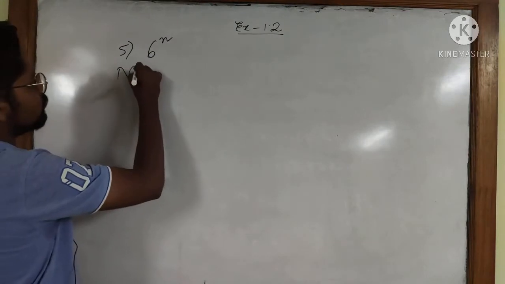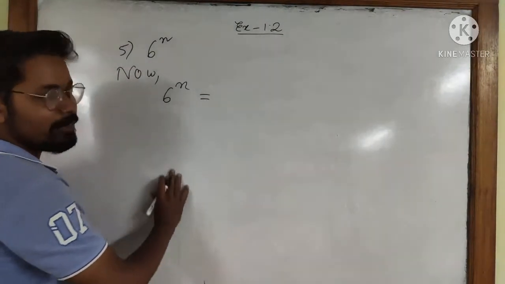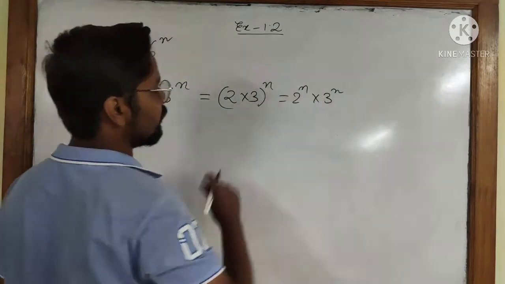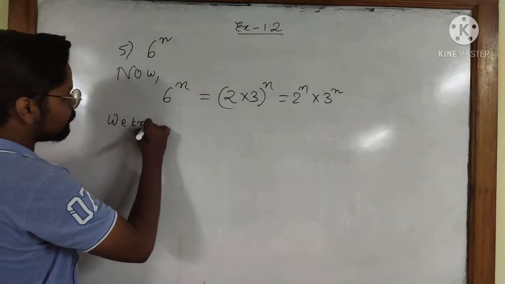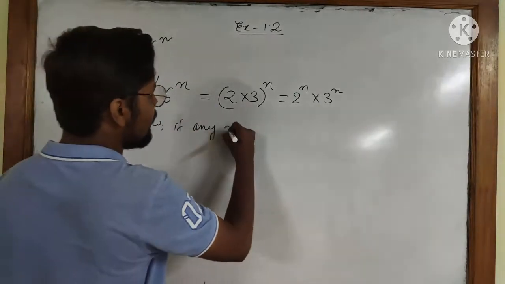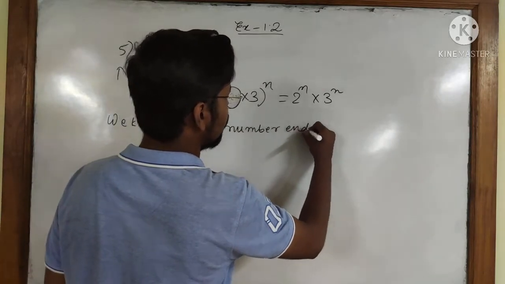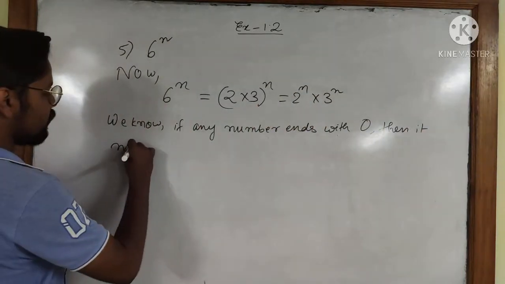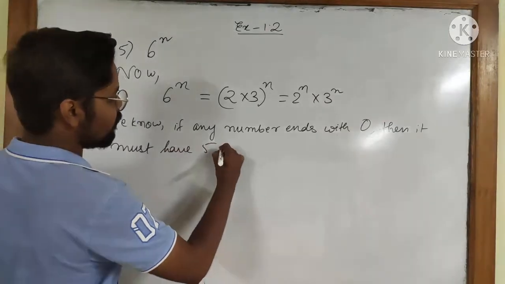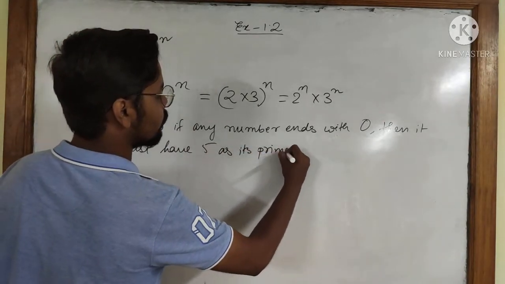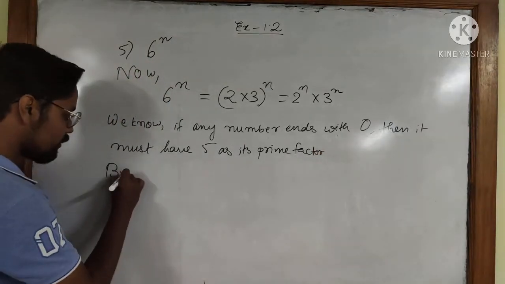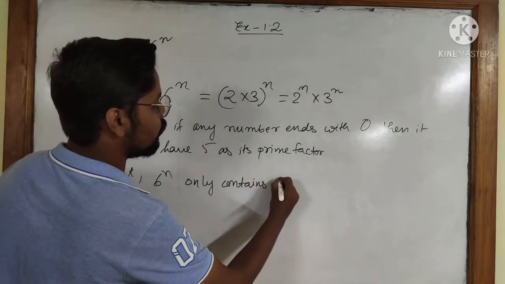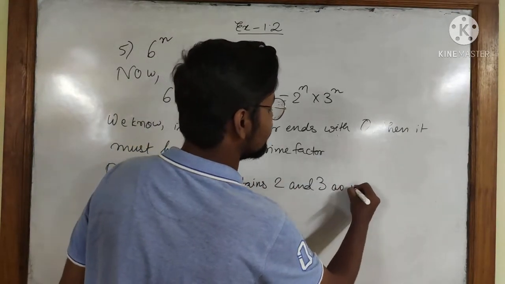So now 6 to the power n can be written as 2 into 3 whole to the power n, that is 2 to the power n into 3 to the power n. So we know if any number ends with 0, then it must have 5 as its prime factor. But 6 to the power n only contains 2 and 3 as its prime factors.